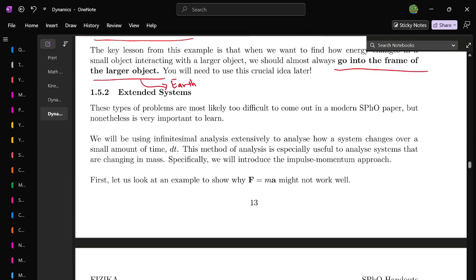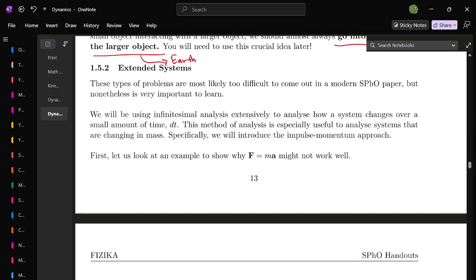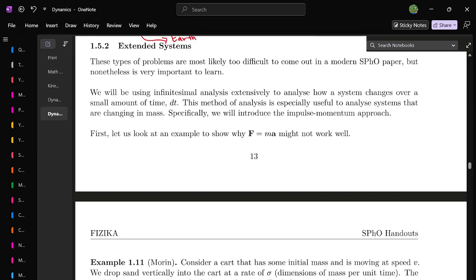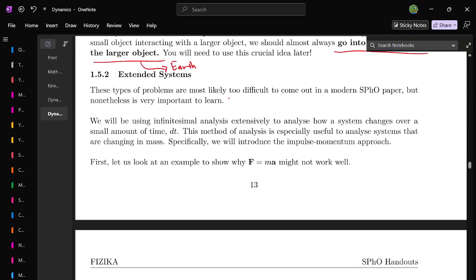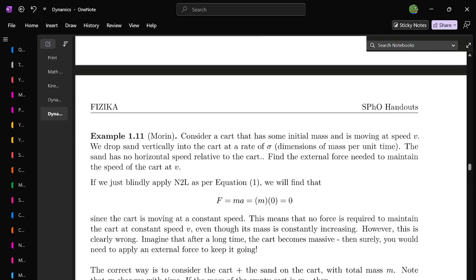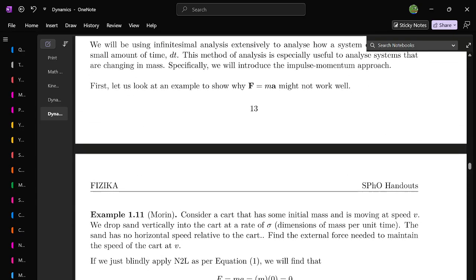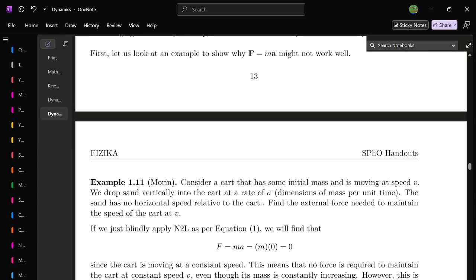Okay, the next idea is on extended systems. So this is basically your changing mass system. Just a quick note, it's probably quite difficult for it to come out in a modern SPhO paper because I think the concept here is just a bit more difficult than the difficulty level of SPhO nowadays. But it's still quite important for you to understand what's going on here, so you can better appreciate how force and momentum are related. So let's take a look at this example here.